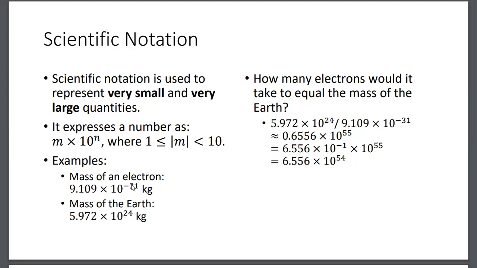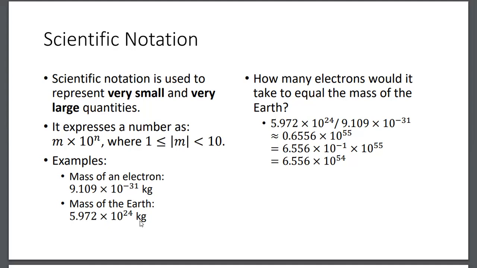Remember, a negative exponent means 1 over 10 to the positive 31. These negative exponents are very small, and it should be small. It's the mass of an electron. The mass of the Earth is 5.972 times 10 to the 24th power kilograms.